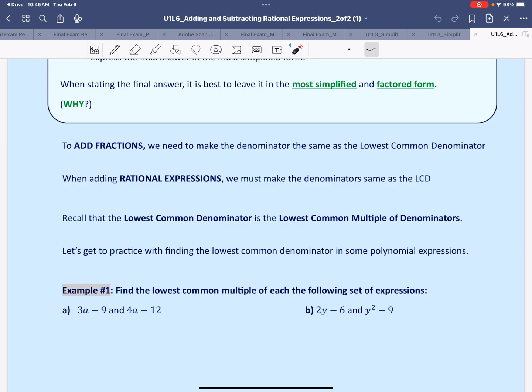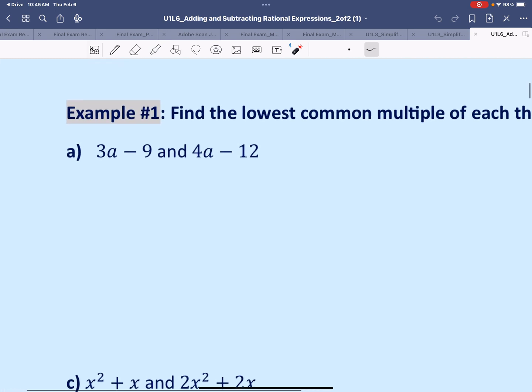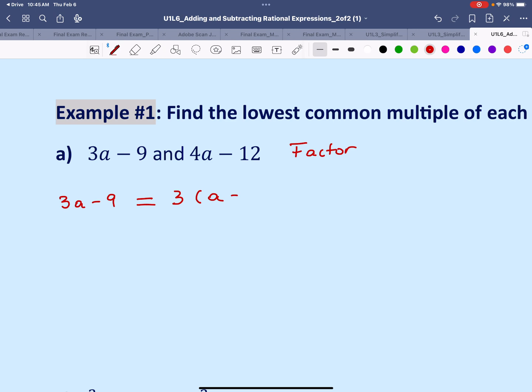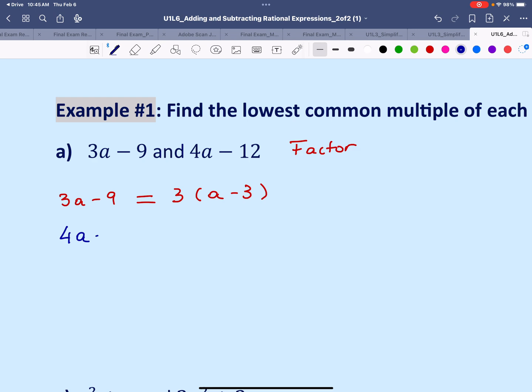So let's get to practice with finding the lowest common denominator in some polynomial expressions. First we have two binomials, 3a minus 9 and 4a minus 12. Step number 1 is to factor each expression. I would list the factors of 3a minus 9 as 3 and a minus 3. And then I would list the factors of 4a minus 12, which are 4 and a minus 3.